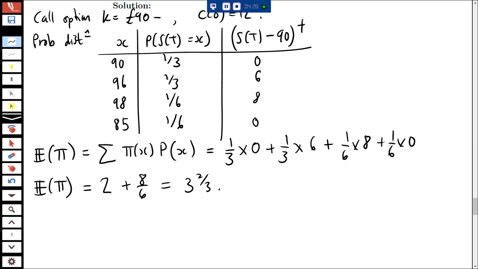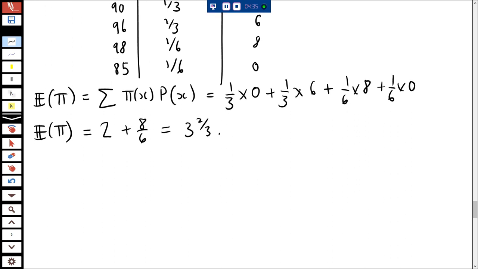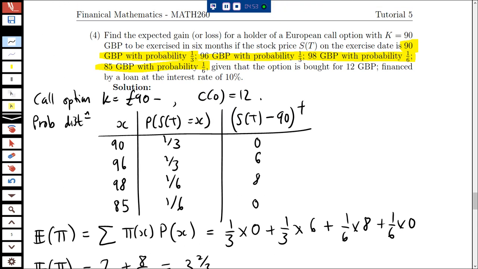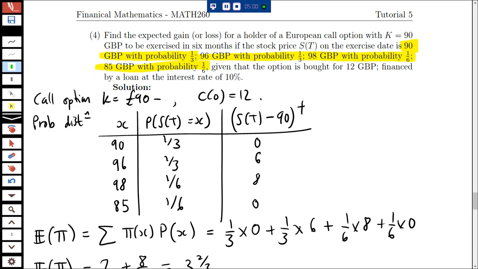Okay, so now the costs, so we can write this as the profit, the expected profit. We're going to have this expected value of the portfolio, take away the value of financing the thing. So how about the costs? The costs are £12.